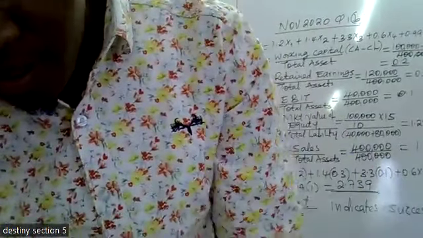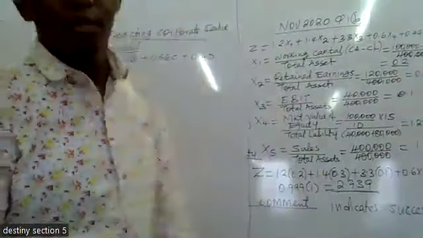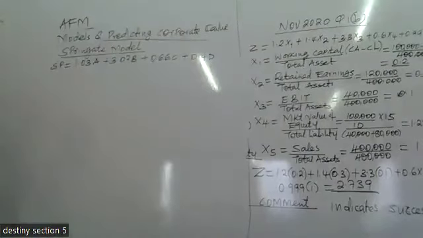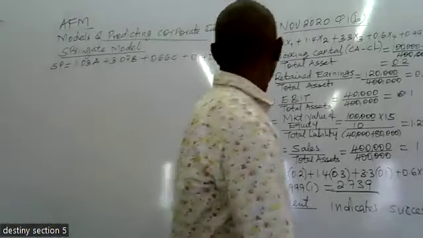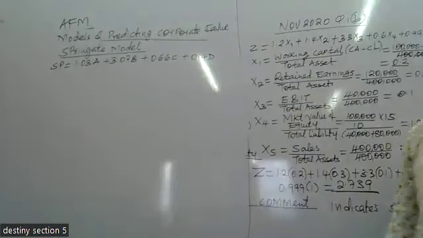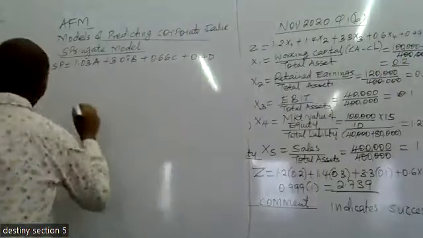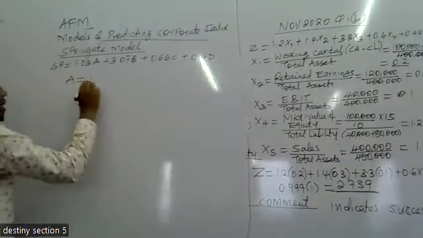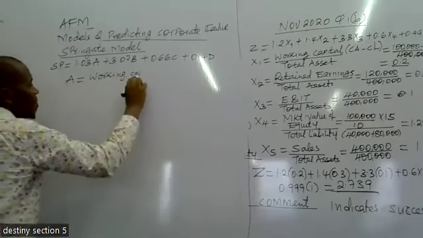So that is for the Springate model: 1.03A plus 3.07B plus 0.66C plus 0.4D. Now, how do we get the A here? Our A still is working capital.